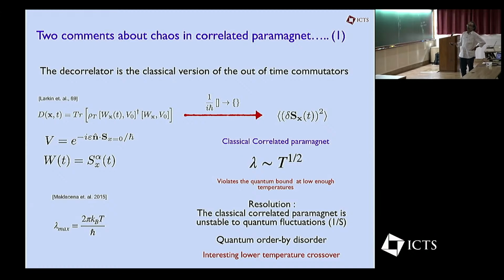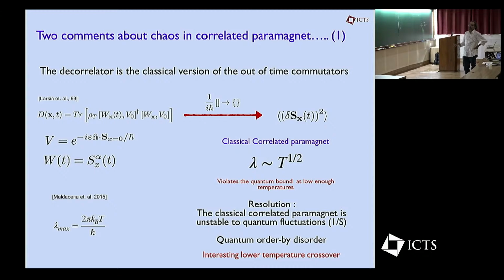is that the decorrelator that I have shown is basically the classical version of the out-of-time commutators, and you can go back and forth, replacing the commutators with the Poisson bracket. In the quantum case, there are these bounds that we know that quantum systems obey, but the classical exponent, the exponent that I showed, this 0.5, indicates that at low enough temperature, it might violate this bound.